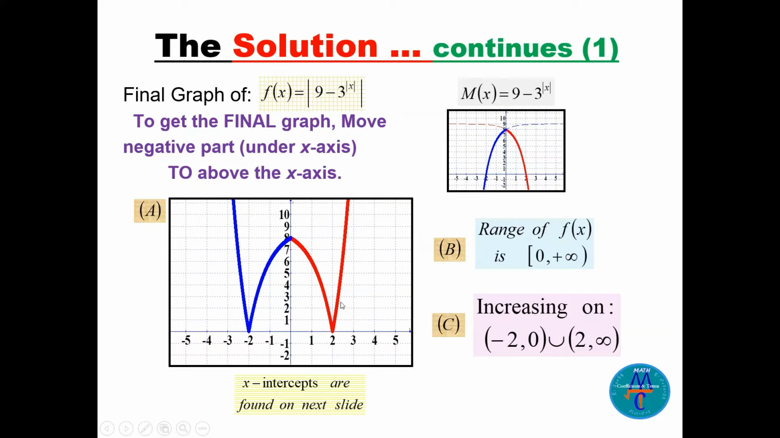Part B, the range will be closed from 0 to infinity, where the function is increasing here from -2 to 0. So this is an increasing part. Union, another increasing part from 2 to infinity. On the next slide, I will show you how to get the x-intercepts, which are 2 and -2.